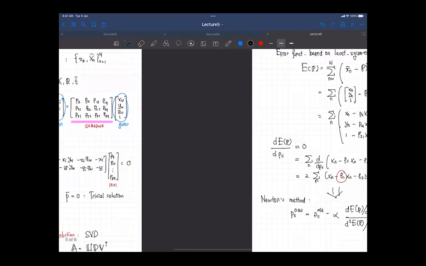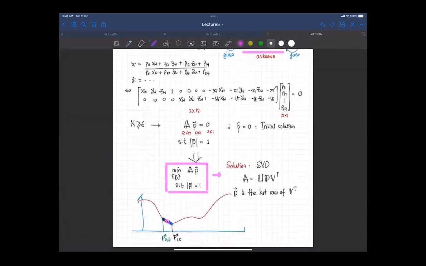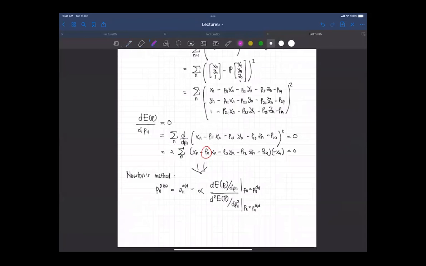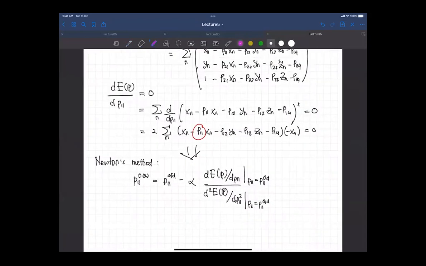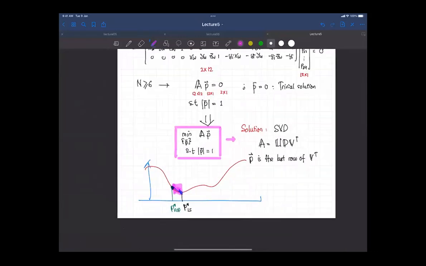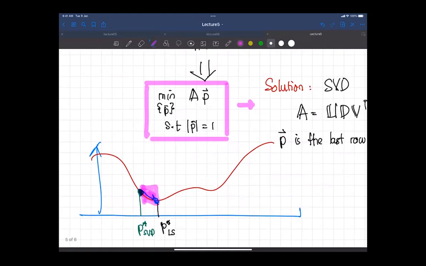And based on this Newton method, you can have the improvement that we have done from PSVD into PLS. So why do we need to have SVD in this case? Why don't we just use Newton method or least squares? You need to do this, right? But why don't we directly use Newton method? Why do we need to have SVD? Exactly, it is for initialization. SVD can give you good initialization, normally, most of the time.